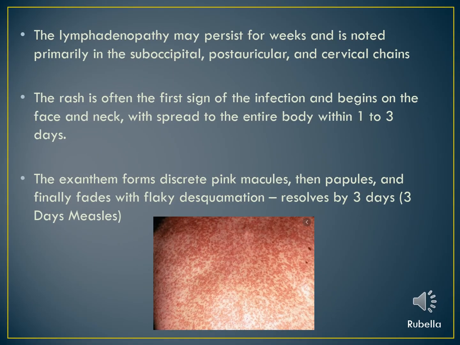The lymphadenopathy may persist for weeks and is noted primarily in the suboccipital, postauricular, and cervical chains. The rash is often the first sign of infection and begins on the face and neck, with spread to the entire body within 1 to 3 days. The exanthem forms discrete pink macules, then papules, which finally fade with flaky desquamation. Facial involvement often clears before the rash completes its spread to the lower body areas. Generally, the rash completely resolves by day 3, hence it is called 3 days measles.